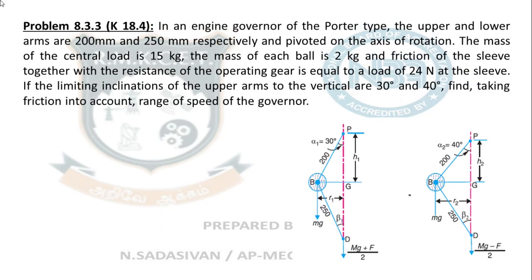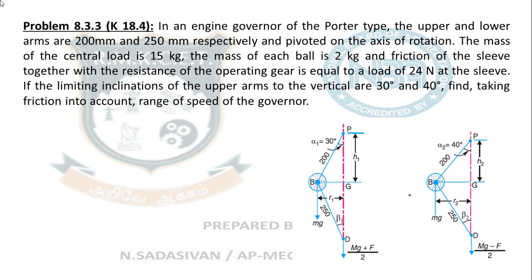So we'll read the question for the next problem. In an engine governor of Porter type, the upper and the lower arms are 200 mm and 250 mm respectively. See here, the length is different, so Q will come into this problem. Because the lengths are different, definitely the angle will be different.